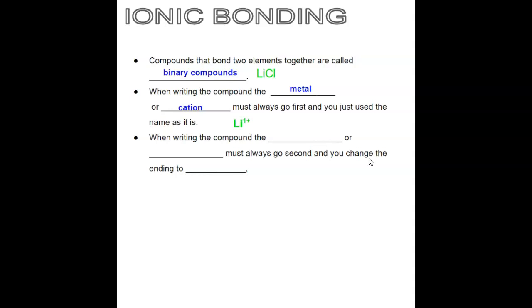So again, the metal or the cation goes first. And then when writing the compound, the nonmetal, which is your second piece, or the anion, must always go second. And then we remember to change the ending of that word to ide. An example in this would be the chlorine ion. Chlorine's your nonmetal. It's an anion. It's going to go second, and we're going to change the ending to ide. So we would call this lithium chloride.